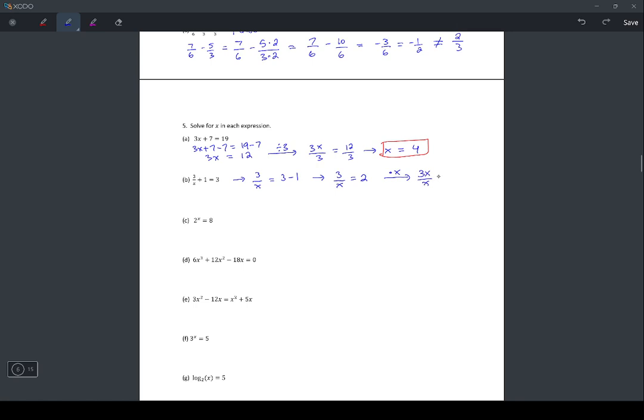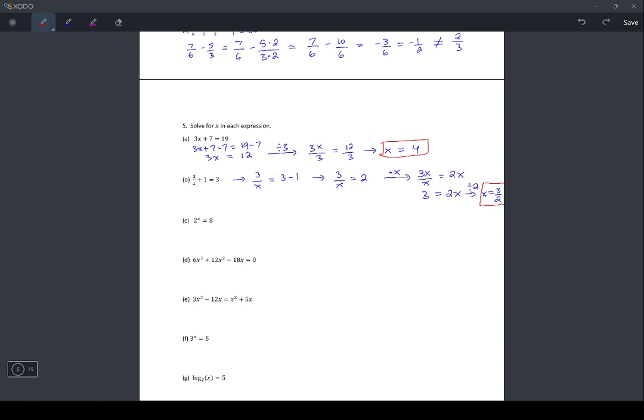So 3x over x is equal to 2x. On the left side, the x's cancel. So we get 3 is equal to 2x. We can then divide both sides by 2. And we get x is equal to 3 over 2. So that'd be the answer for that question. So quite a few moves were needed to isolate for x here. We had to subtract, we had to cross multiply, and then we had to cross divide.